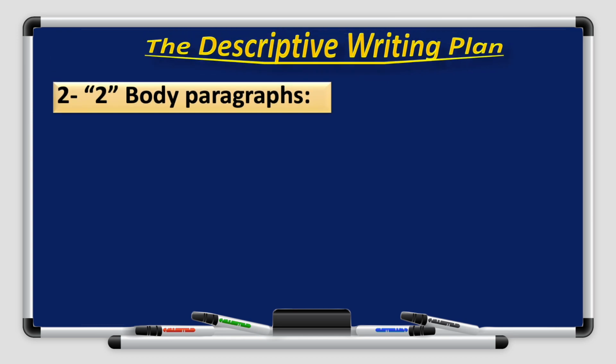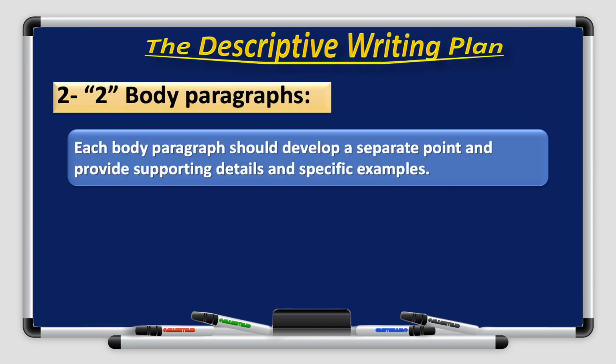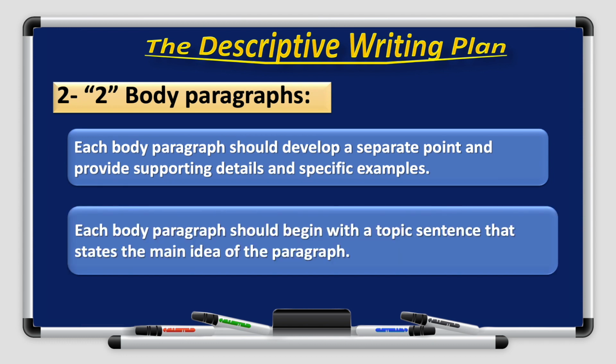We move on to the body paragraphs, which are 2 body paragraphs. Now, each body paragraph should develop a separate point and provide supporting details and specific examples. So it's not the same idea in both paragraphs, no, it's a separate point. Each body paragraph should begin with a topic sentence that states the main idea of the paragraph. You're introducing your idea to your readers with a topic sentence.